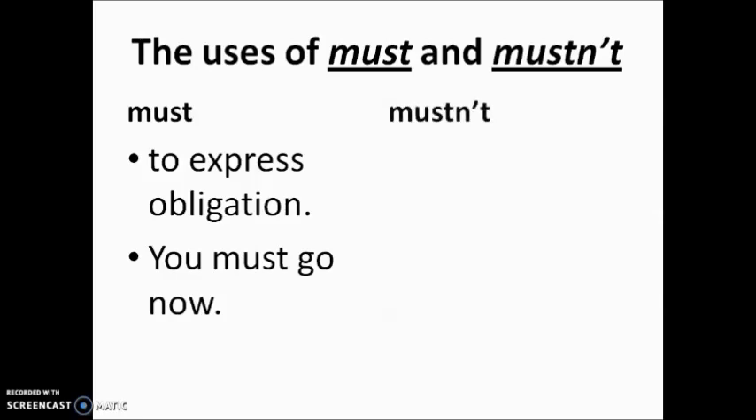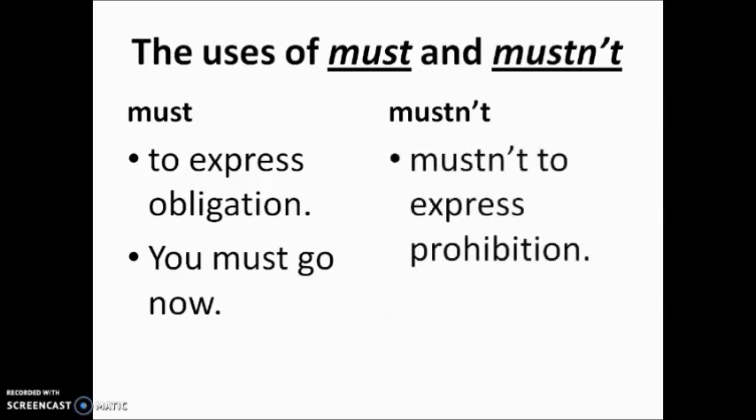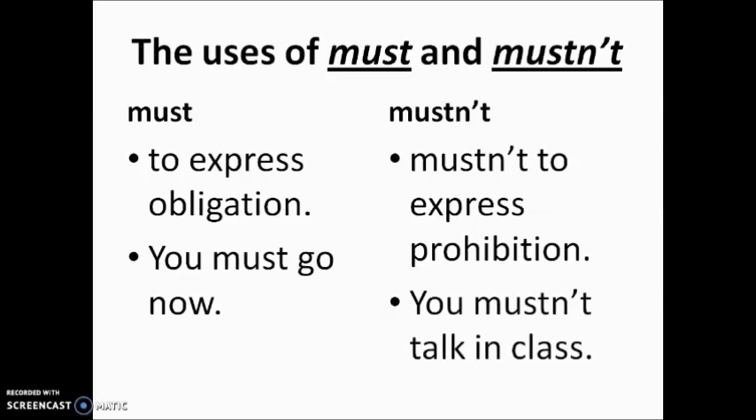And the negative form is mustn't. Look at the correct pronunciation, mustn't. And we use mustn't to express prohibition, something that is prohibited or not allowed. Let's take an example. You mustn't talk in class, which means that you must listen to the teacher and not talk with your friends.